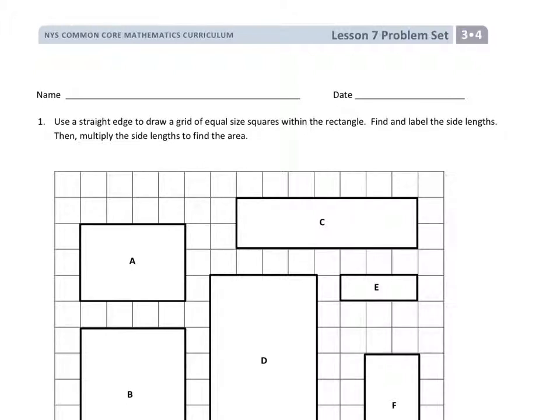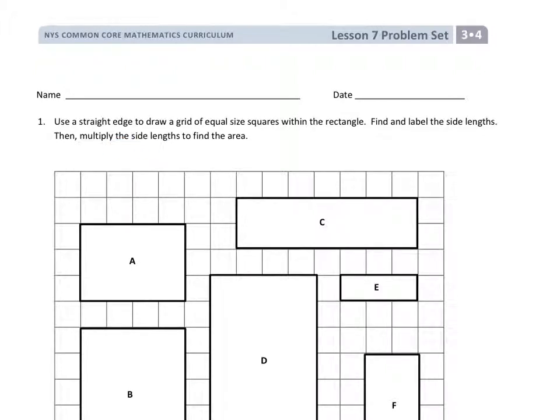Alright, so we're going to start with A, and it's asking us to use a straight edge or a ruler. Straight edge is a ruler, so you will need a ruler to draw a grid of equal squares within the rectangles. These are the rectangles. We're going to draw the grids in there. And we're going to find and label the side lengths. And then we're going to multiply the side lengths to find the area.